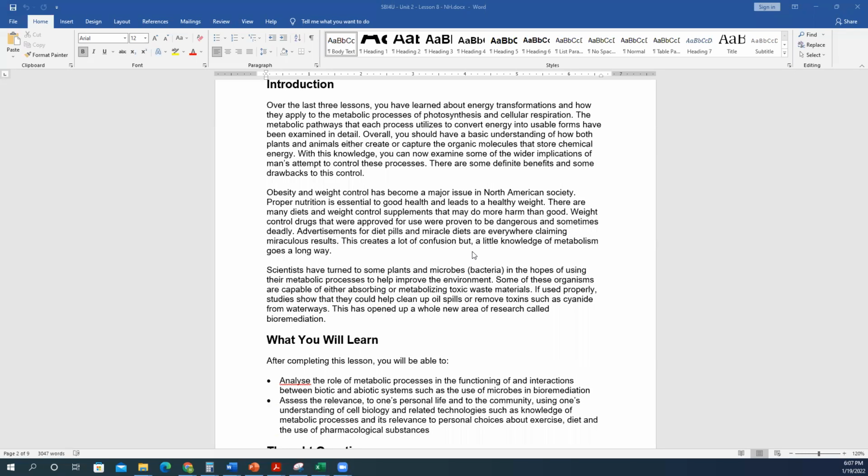Now, each one of these metabolic pathways has processes that change energy to more usable forms, and we have looked at these in great detail. Overall, we should now have a basic understanding of how, in both plants and animals, there are processes that can either create or capture those organic molecules that store energy.